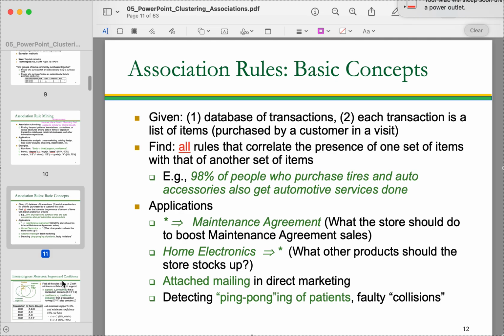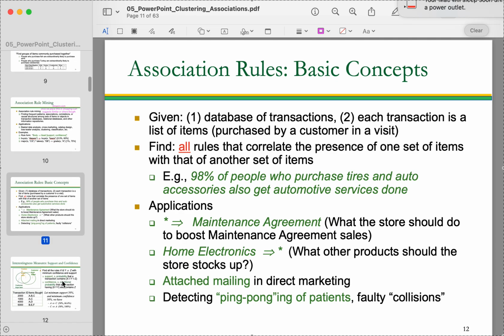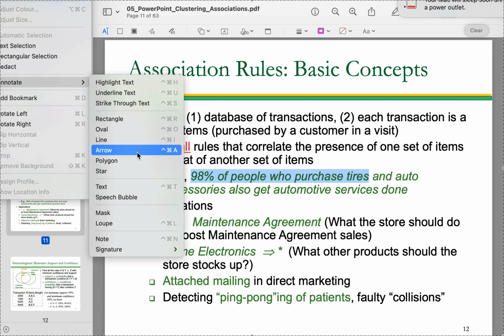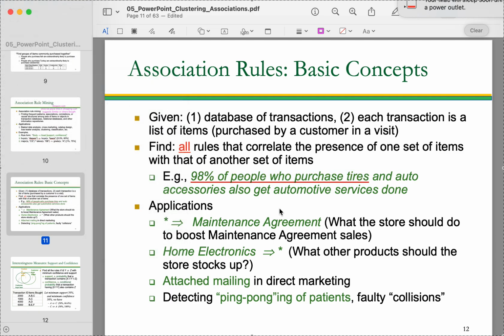And as we mentioned, it can be applied to any kind of data, whether this is manufacturing data, medical data, educational data, and even government data. So here's another example. 98% of people who purchase tires also get automotive services done.